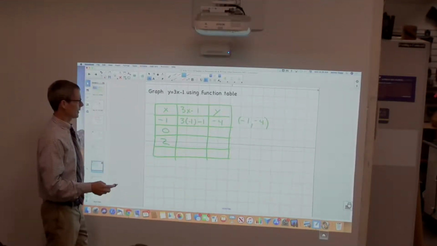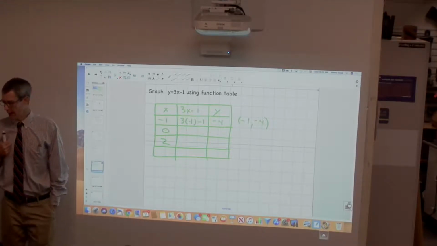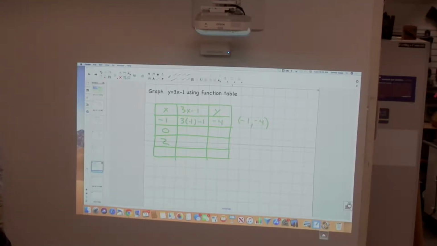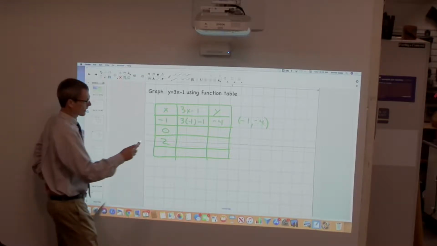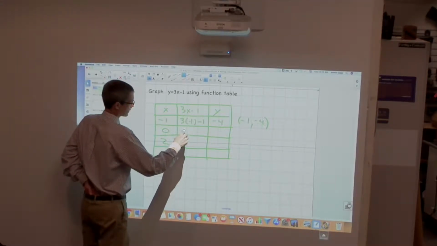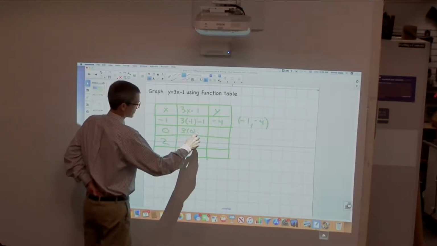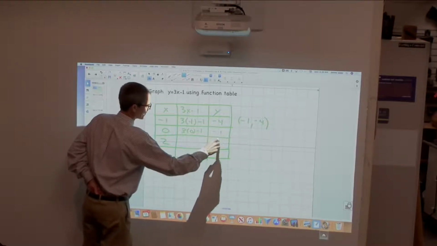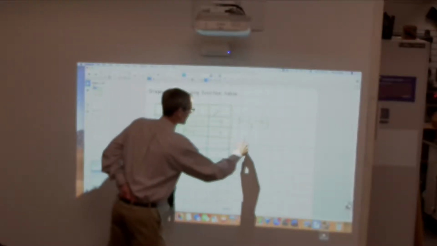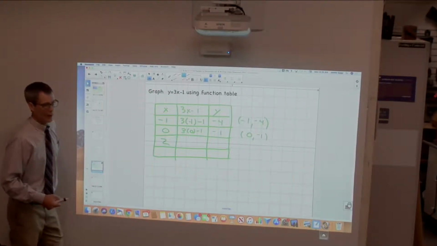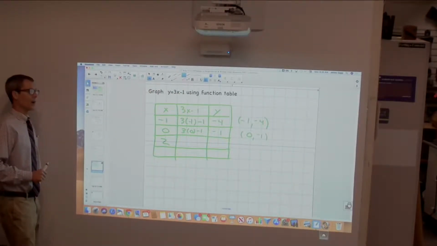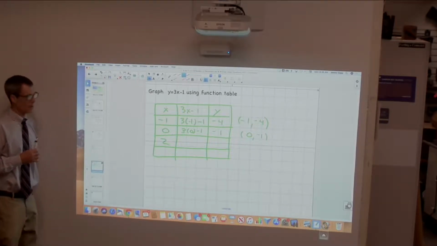How about the next one? Does anybody have the answer for the next one? Okay, so you plug in 0 for the x in 3x minus 1, and you get negative 1 because it's 0 minus 1. Exactly. So there's another point, 0 comma negative 1, which is actually the y-intercept. Surprising, it lines up with the slope-intercept one.